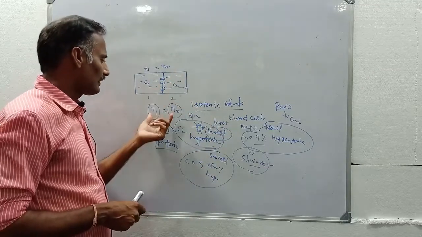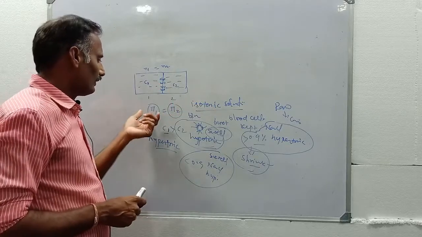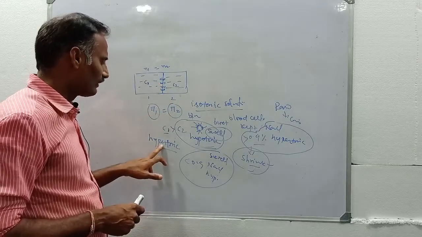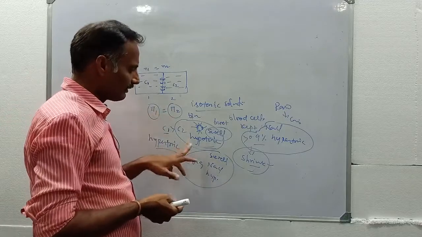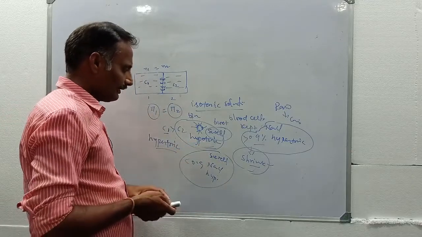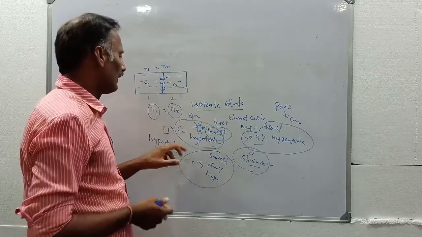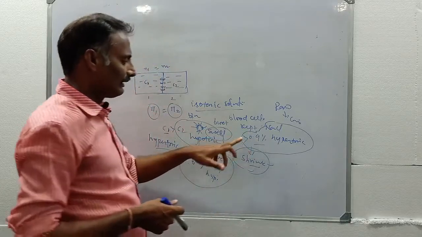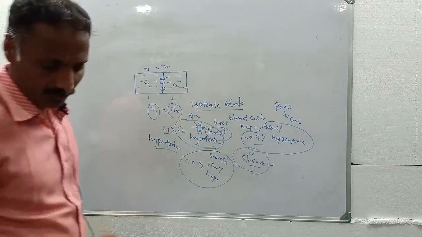If two solutions have the same osmotic pressure, they are called isotonic solutions. If a solution has higher osmotic pressure than a given solution, it is called hypertonic. If a solution has less osmotic pressure compared to the other one, it is called hypotonic. That's why when blood cells are kept in a hypotonic solution, they will swell and burst, and when blood cells are kept in a hypertonic solution, they will shrink and be destroyed.